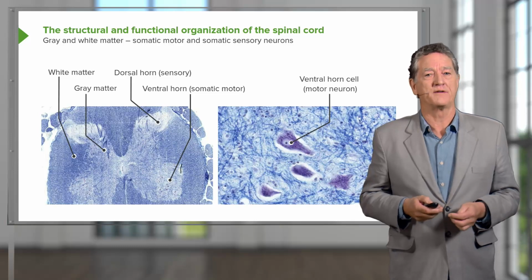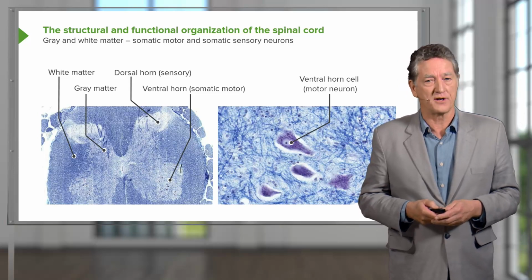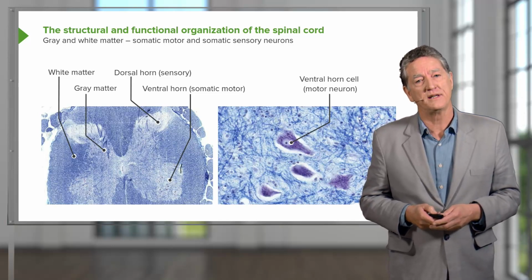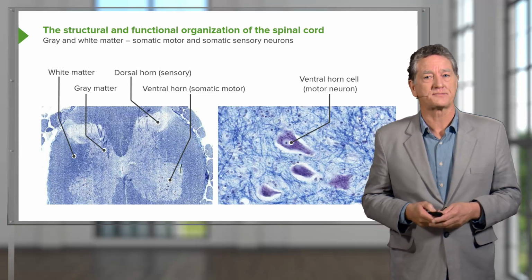Of course, if you look under very high power there, you'll see cell bodies of other neurons in both those regions, and they, of course, will be the intercalated or interneurons that we described earlier.